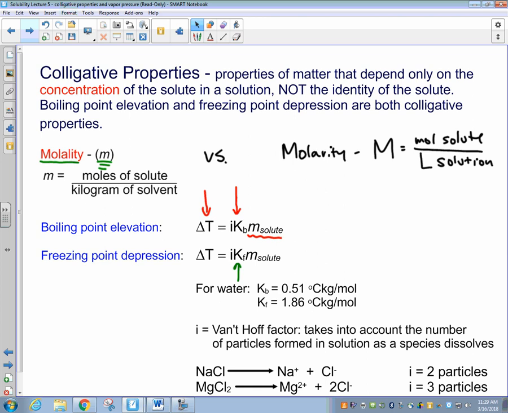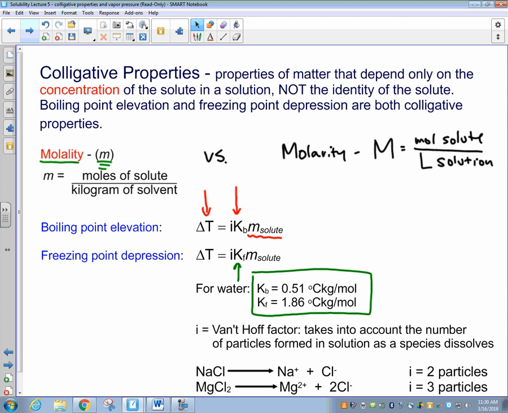Now, because in almost all instances in this class, the solvent you'll be using is water, we've given you here the boiling point and freezing point constants for water. Those being, for the boiling point, a temperature change of 0.51 degrees Celsius kilogram per mole, and for the freezing point constant, a change in temperature of 1.86 degrees Celsius kilogram per mole.